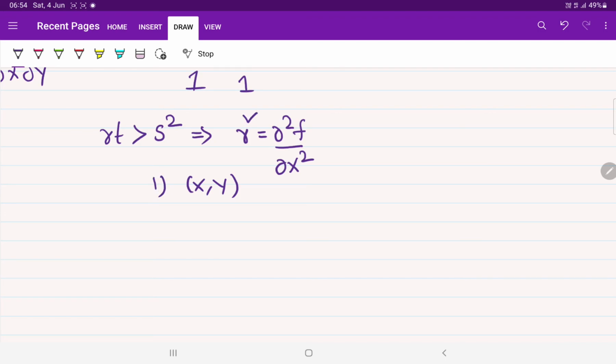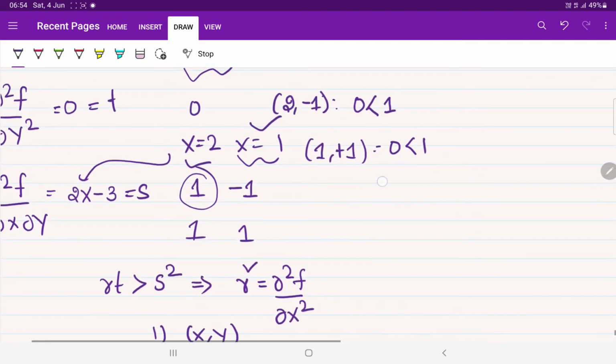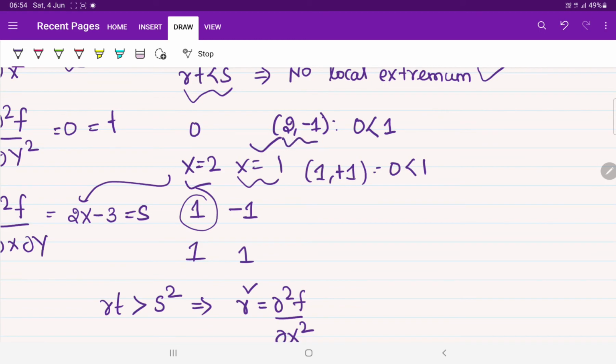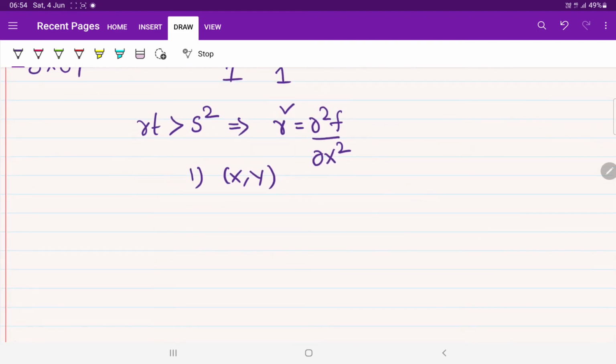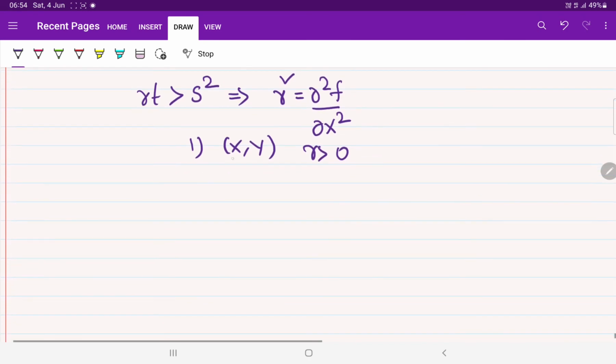Case number 1, minus 2 comma 1, case number 2, 1 comma 1. Sorry, plus 2 minus 1 and then plus 1 plus 1. Take the first point, substitute x and y, check whether the value of r is greater than 0 or less than 0. Again, there will be one more point, x comma y, that is 1 comma 1. Again, check whether the value of r is greater than 0 or less than 0.